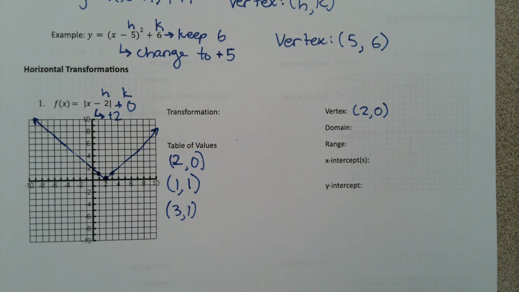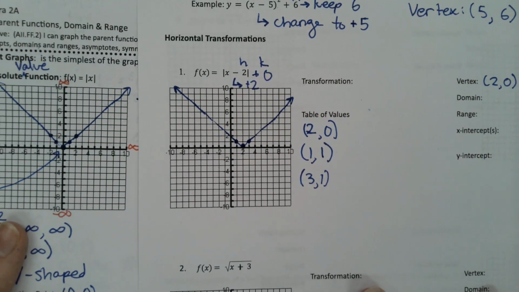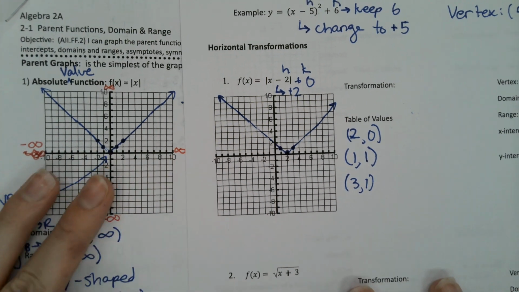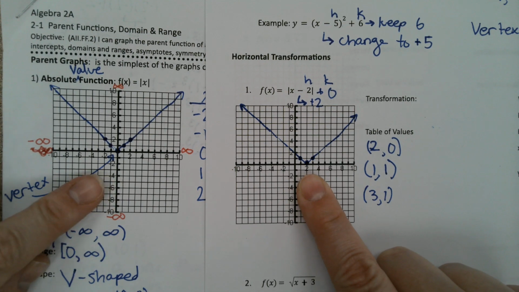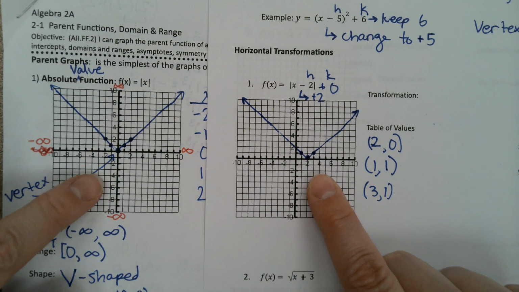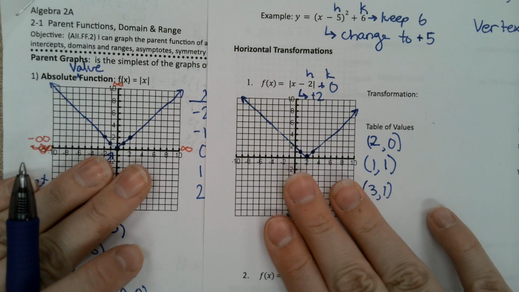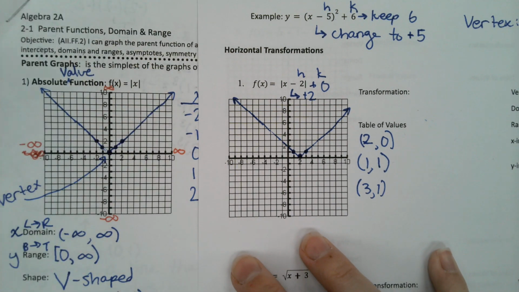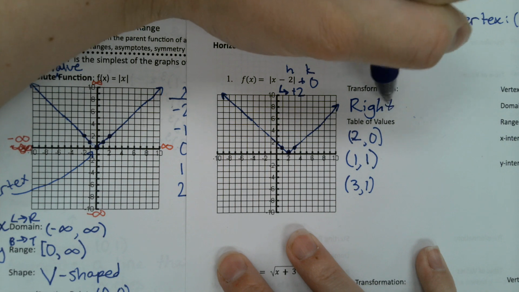And it should look something like that. So, the culmination of this, the big point is, let's look at the before and after. This is the original graph, the parent graph, which is just the absolute value of x, and then this is our transformed absolute value of x function. What's the difference? What did we do from the original to the new? We took the whole graph and we moved it to the right. So our transformation is right 2.